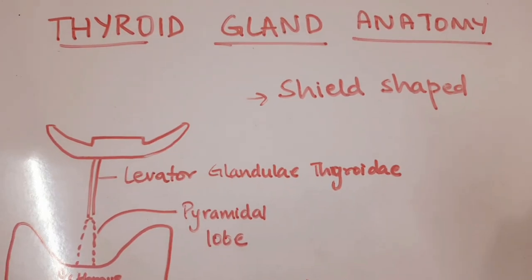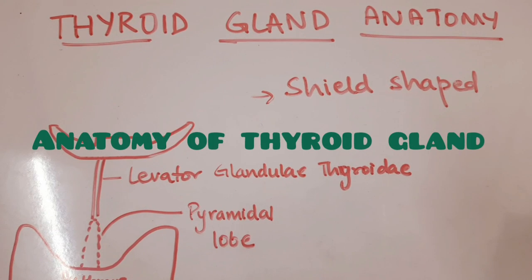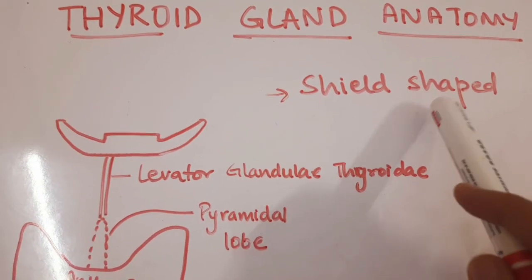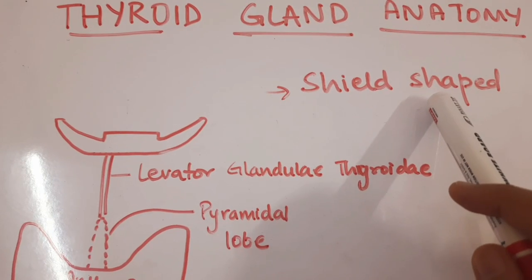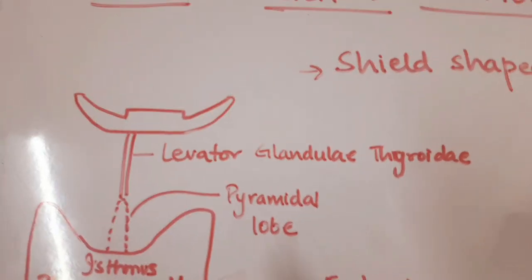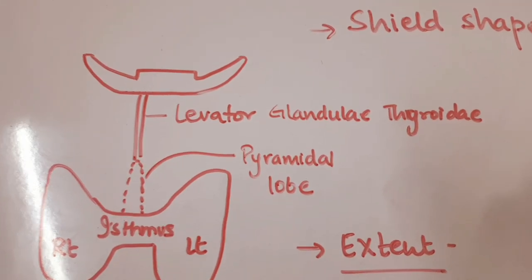Hello everyone, in this video we will talk about the anatomy of the thyroid gland. Now the thyroid gland is a shield shaped gland and it is situated at the lower part of the front and sides of the neck. So if we have the neck, it is situated in the lower part of the front and sides of the neck.